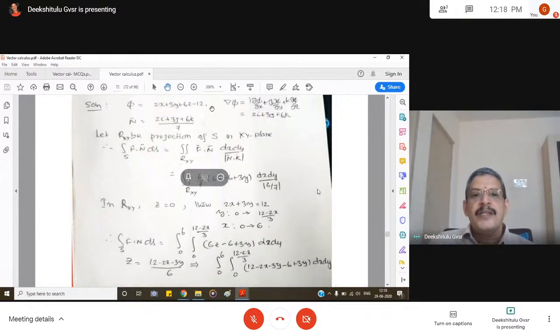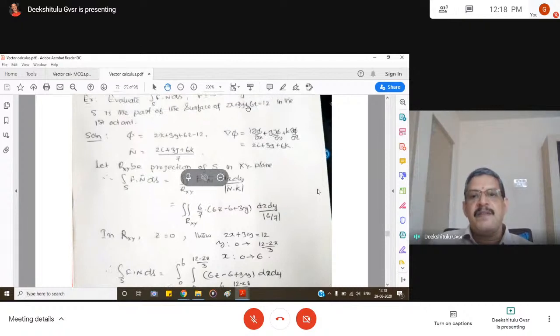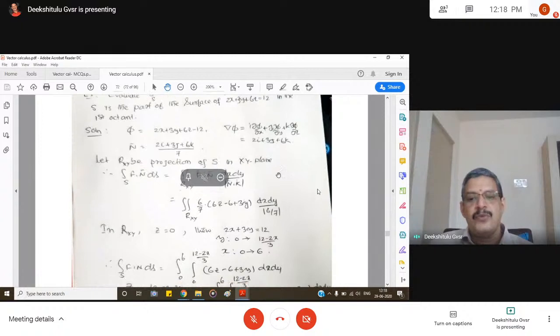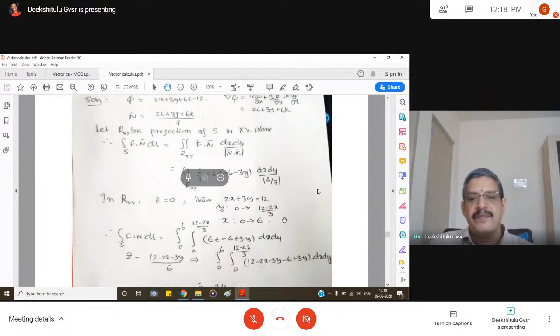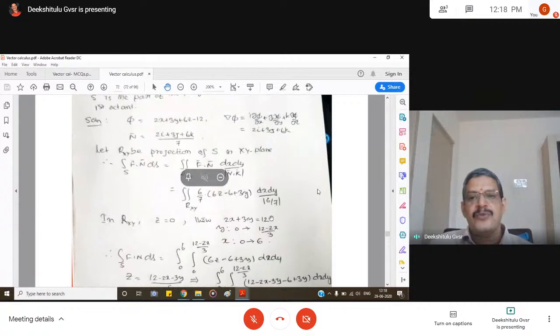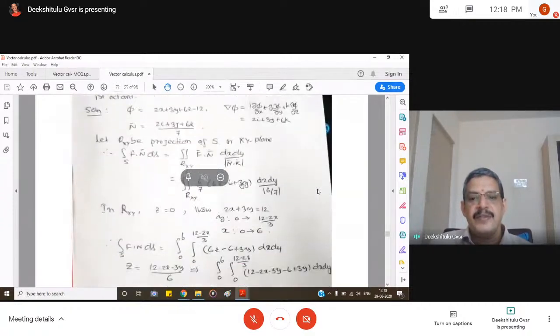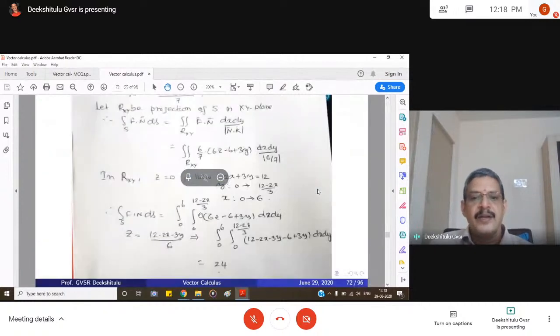In the plane 2x plus 3y plus 6z is equal to 12, 6z becomes 0. So 2x plus 3y is equal to 12. That is what is remaining for us. So y changes from 0 to 12 minus 2x by 3, and x changes from 0 to 6. I think I have not given a diagram for this. That is the problem. Okay. So now put the limits for this. x from 0 to 6, y from 0 to 12 minus 2x by 3, and we get 24.